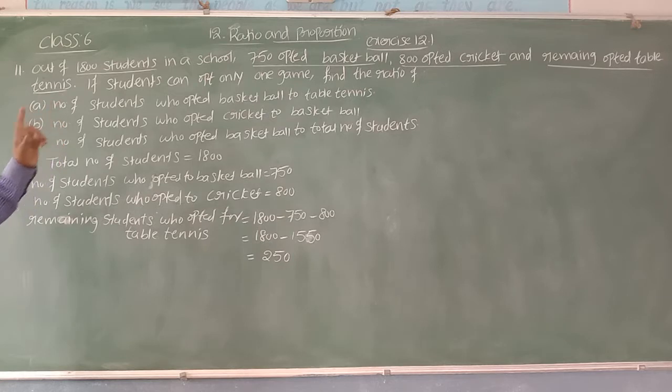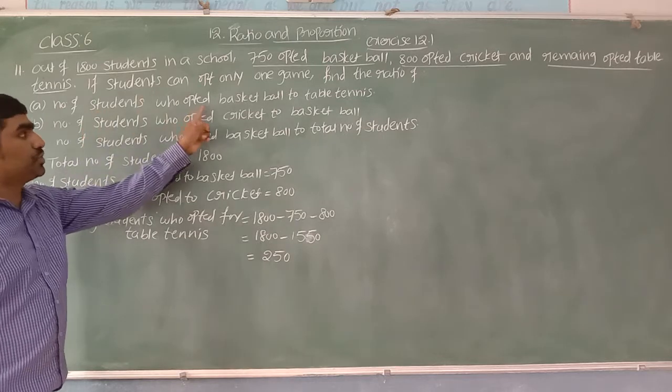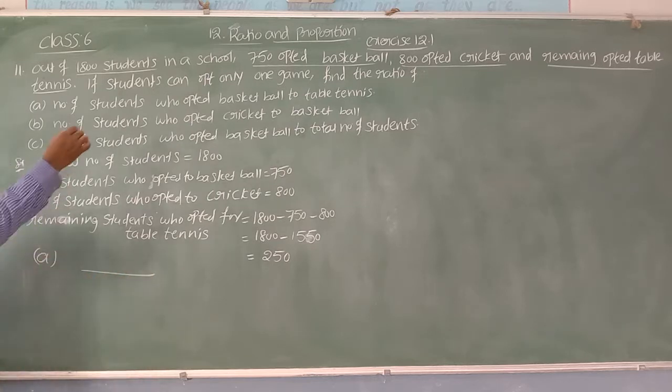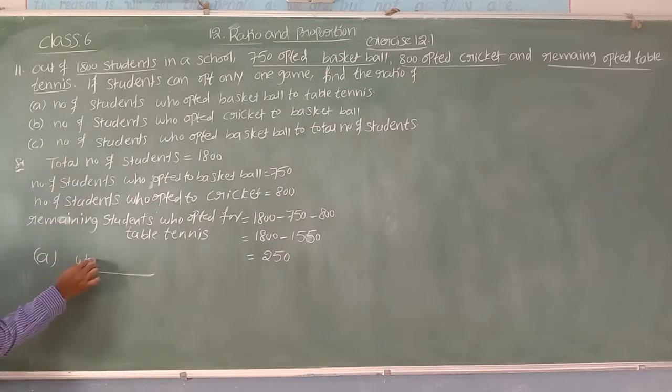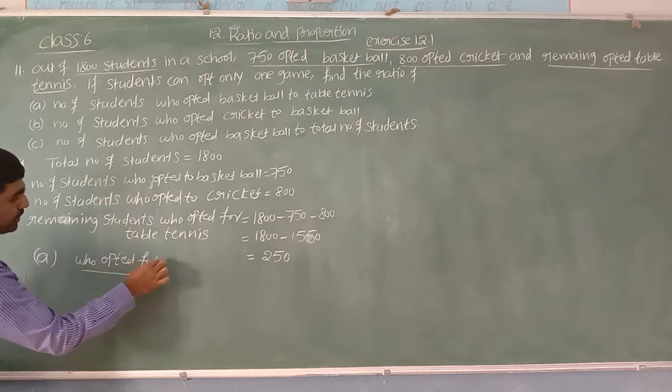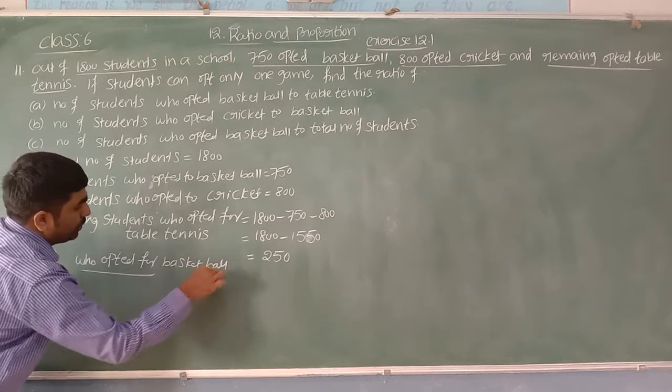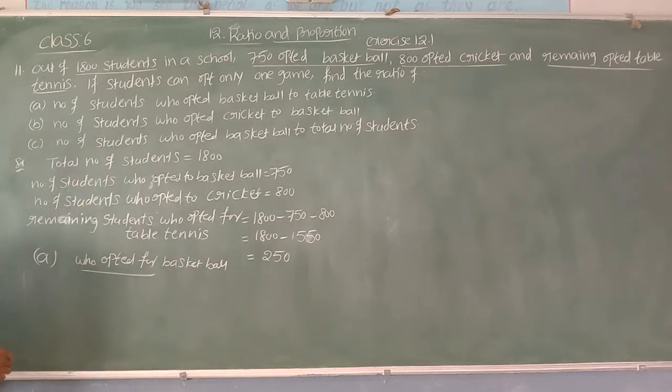Now we'll find the ratio of each one. What are they asking? Find the ratio of the number of students who opted for basketball to table tennis. They are asking to find the ratio. Compare the students who opted for basketball to table tennis.